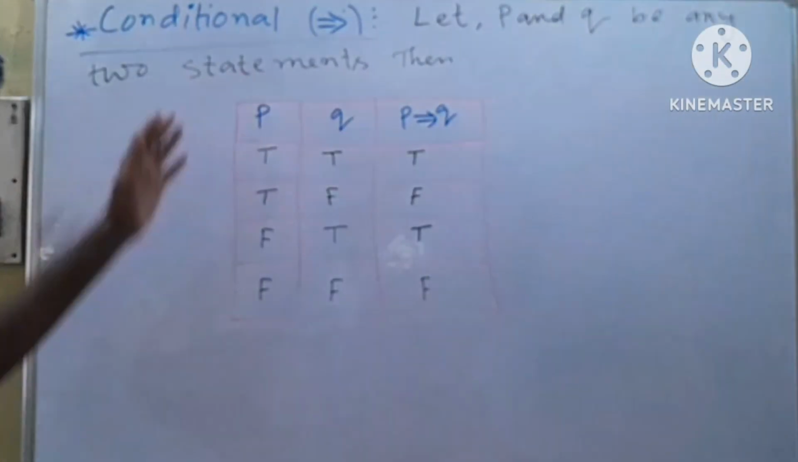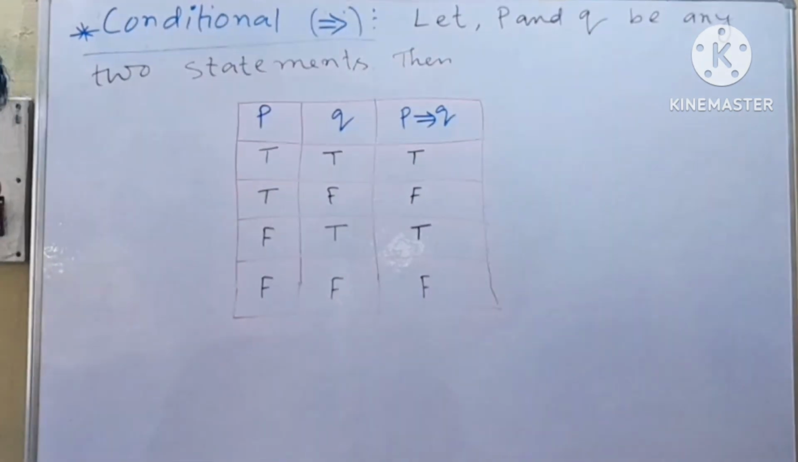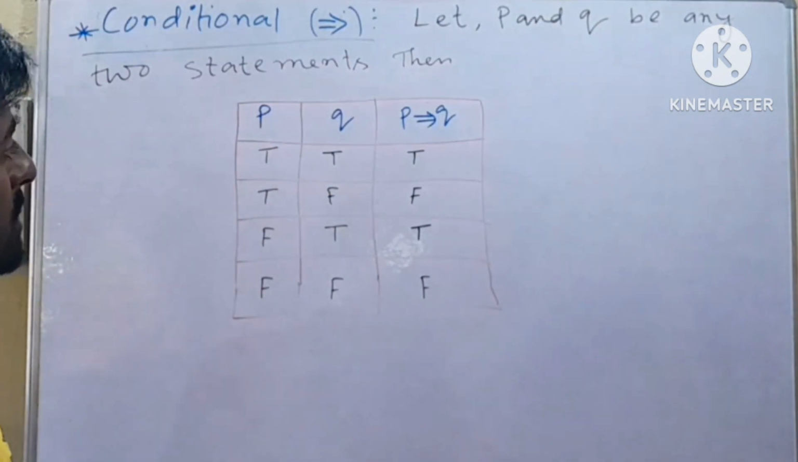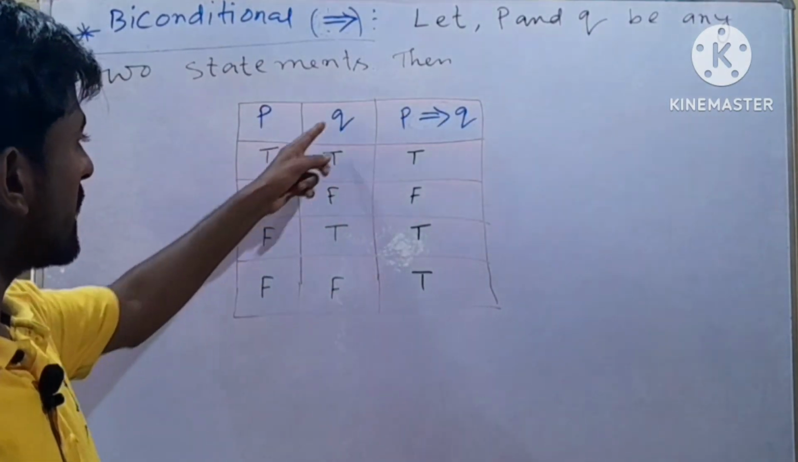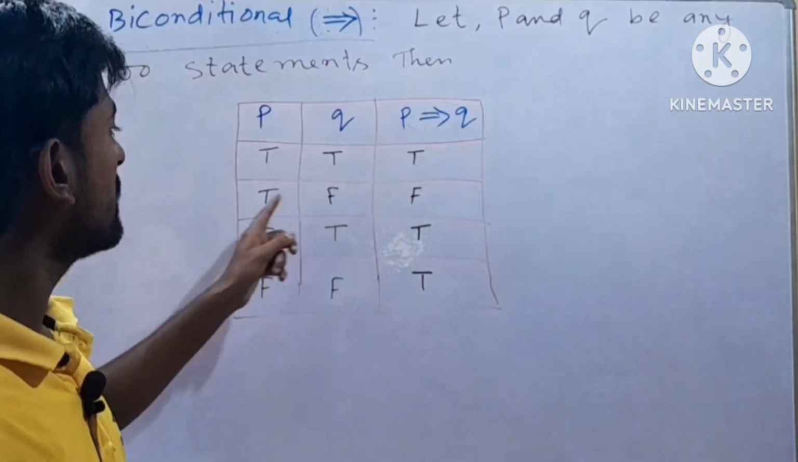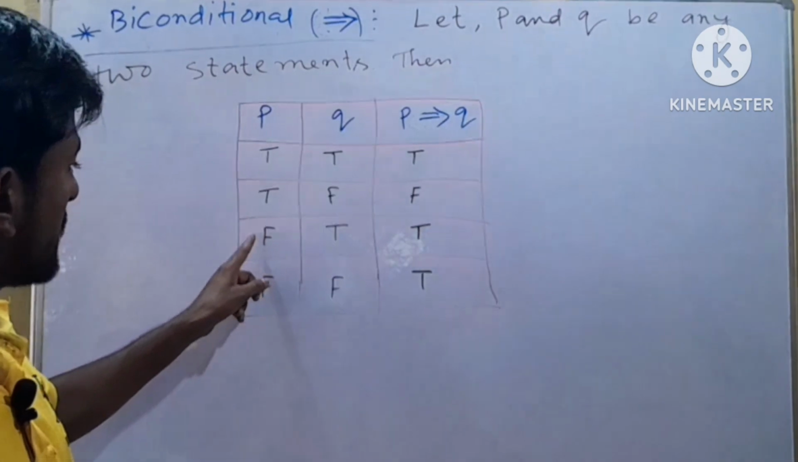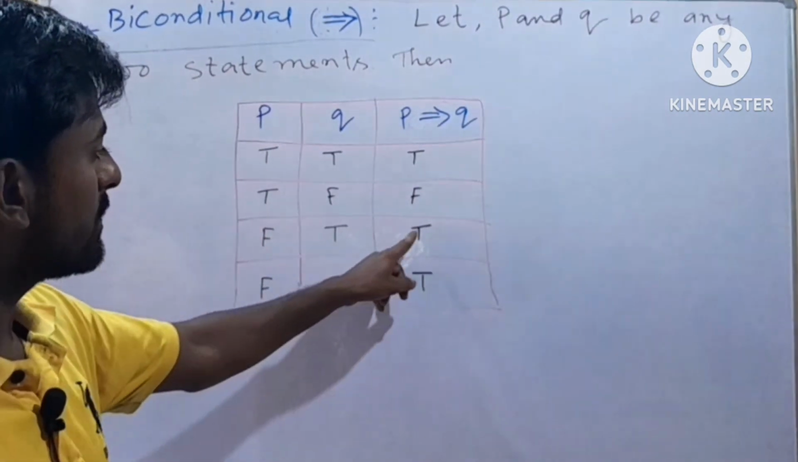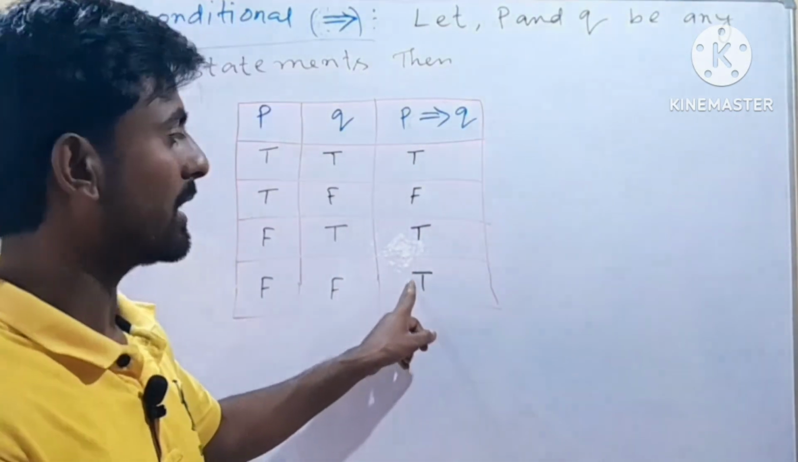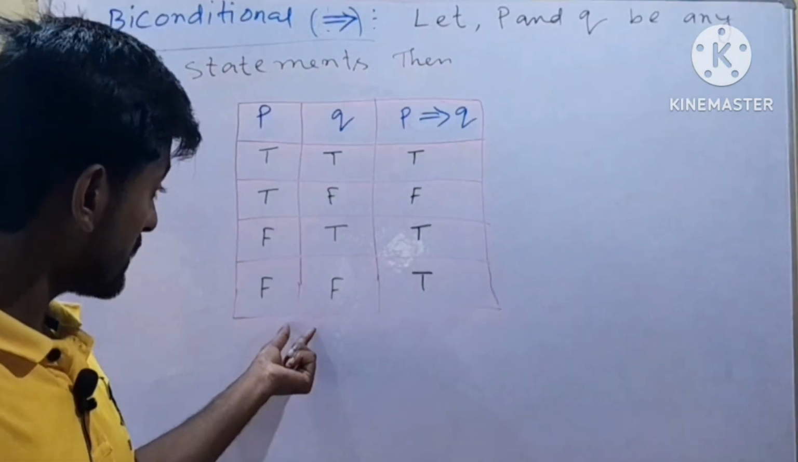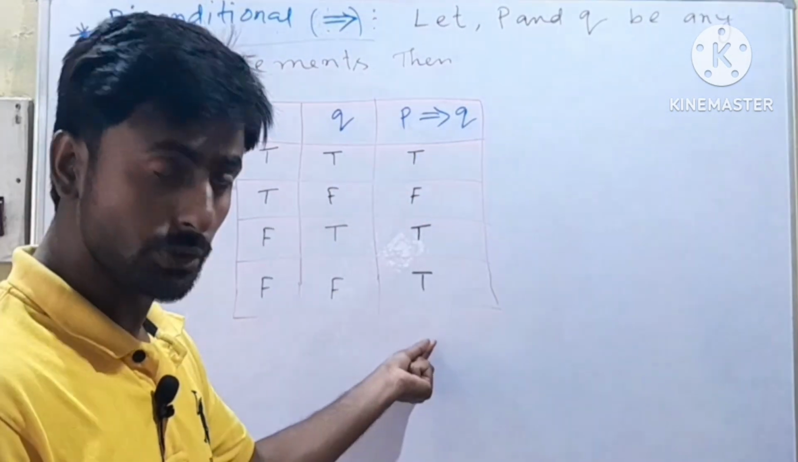Our next table is for conditional. So here P and Q are two statements. Then the table for conditional is given here. Conditional, P is true, Q is true, result will be true. P true, Q false, result will be false. P false, Q true, result will be true. P false, Q false, result is true here. Remember, when both statements are false, for conditional, result will be true.